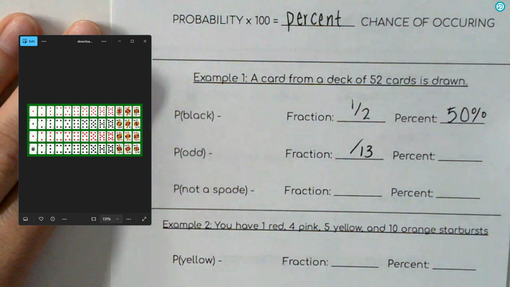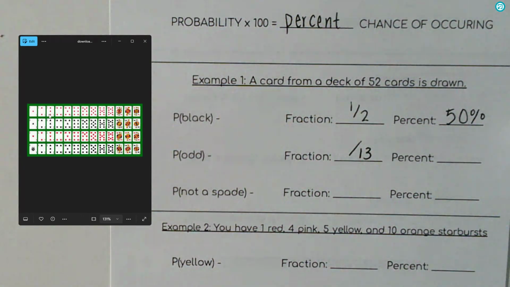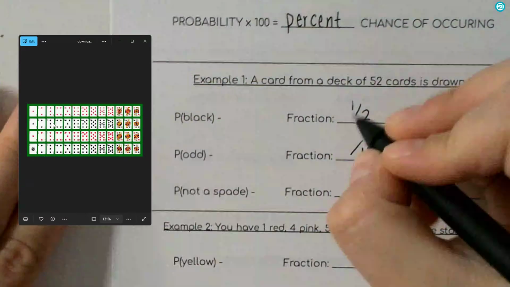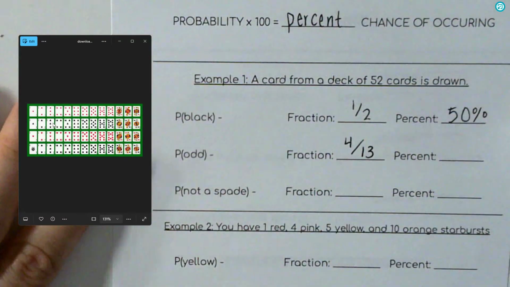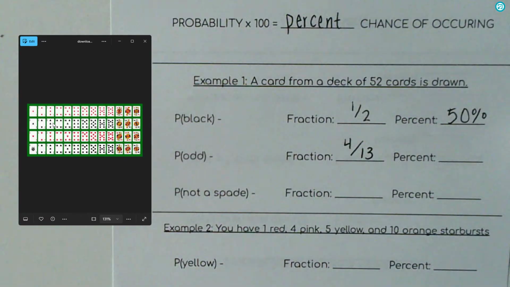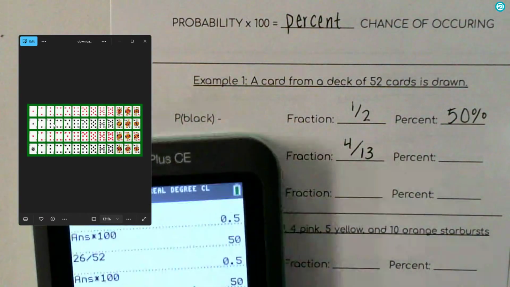So, ace isn't a number. Is 2 odd? So we've got 3, 5, 7, and 9. So just 4 out of every 13. So we could do 16 out of 52 here, or we could do 4 out of 13. Either way you do it, you're going to get the same fraction.